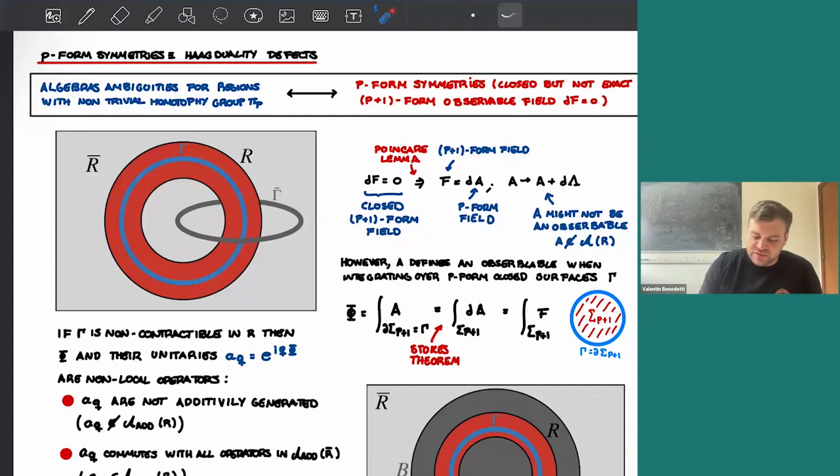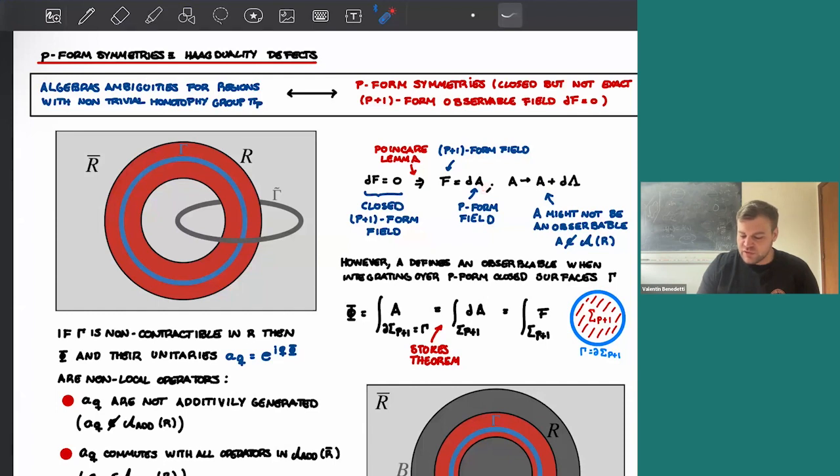The main idea here is that these theories that have closed p+1 forms that are not exact mean that we can create these non-local operators, using the Poincaré lemma. The p+1 form field being closed, by the Poincaré lemma, we know that it should be the exterior derivative of a p-form field A. However, this p-form field A may not be an observable field. If A is an observable, namely it's gauge invariant, we will say that this p+1 form is exact in the observable algebra, and therefore it does not generate a p-form symmetry.